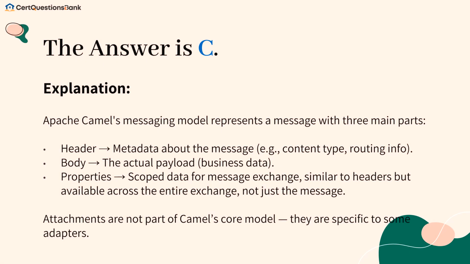Apache Camel's messaging model represents a message with 3 main parts. Header: metadata about the message, e.g., content type, routing info. Body: the actual payload, business data. Properties: scoped data for the message exchange, similar to headers but available across the entire exchange, not just the message. Attachments are not part of Camel's core model, they are specific to some adapters.